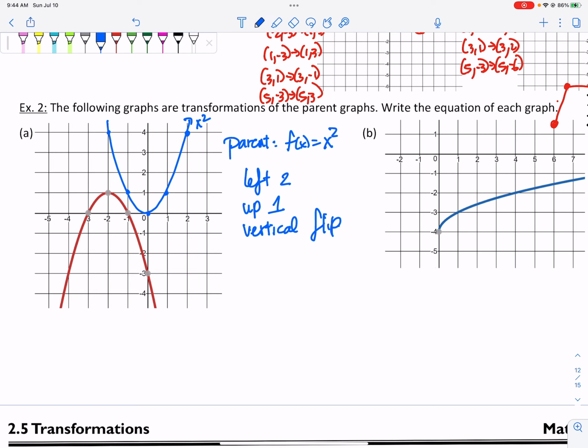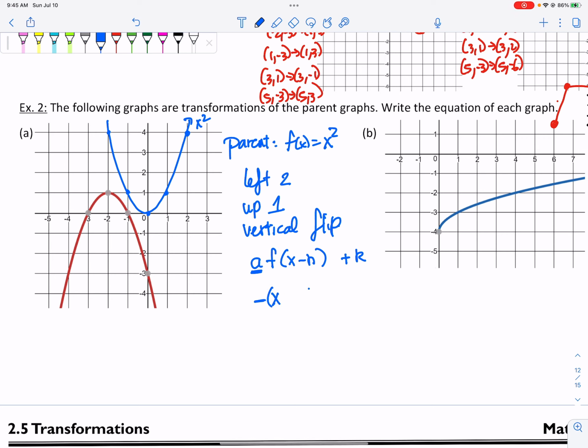So remember that if we take a number and multiply by f of x, and then if we subtract something from the x, that's going to give us the horizontal shift. And if we add a number outside of the function f, then that's going to be the vertical shift. In this case, because there is a reflection, the a is going to be negative, but because there's no stretch, we're just going to have a negative x squared.